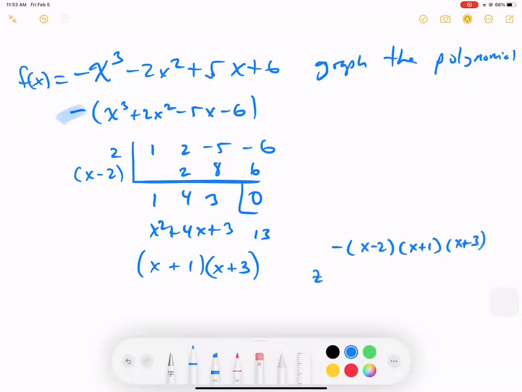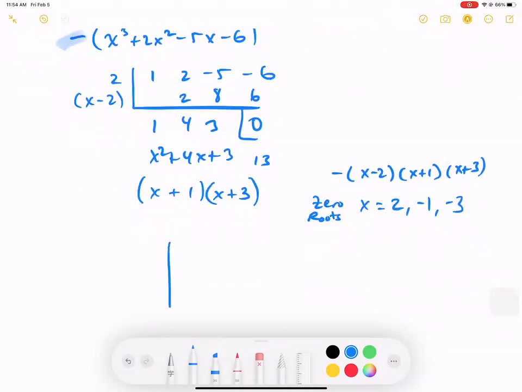And our zeros, or our roots, right? These are also called roots. We're going back and forth between these words. x is 2, negative 1, and negative 3. Right? This is stuff that we've been working on previously. Now today's skill is, how do I take what we did before and now graph it?